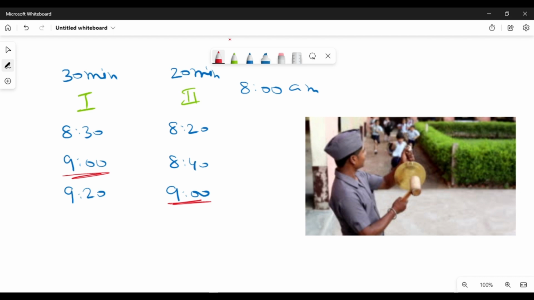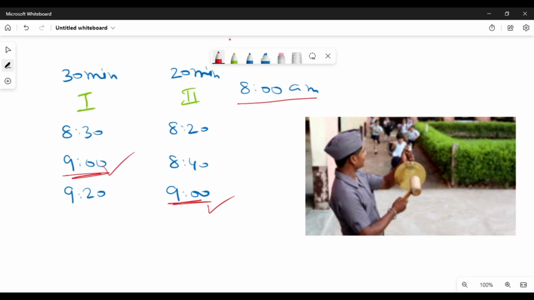Both the schools' bells will ring together at 9 a.m. After 8 a.m., the first bell will ring together at 8 a.m., and the next bell will be at 9 a.m. Now how can we calculate it? By using the concept of LCM and HCF.